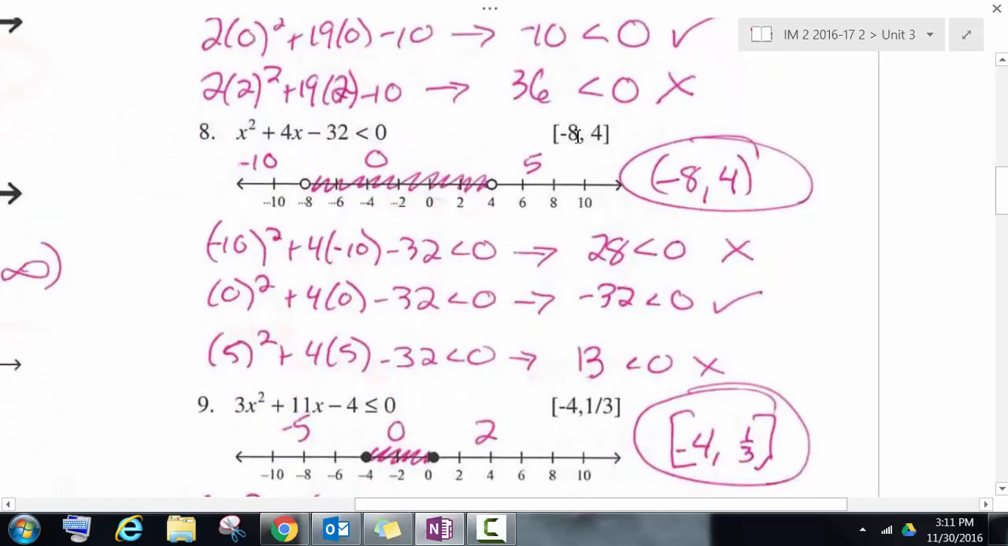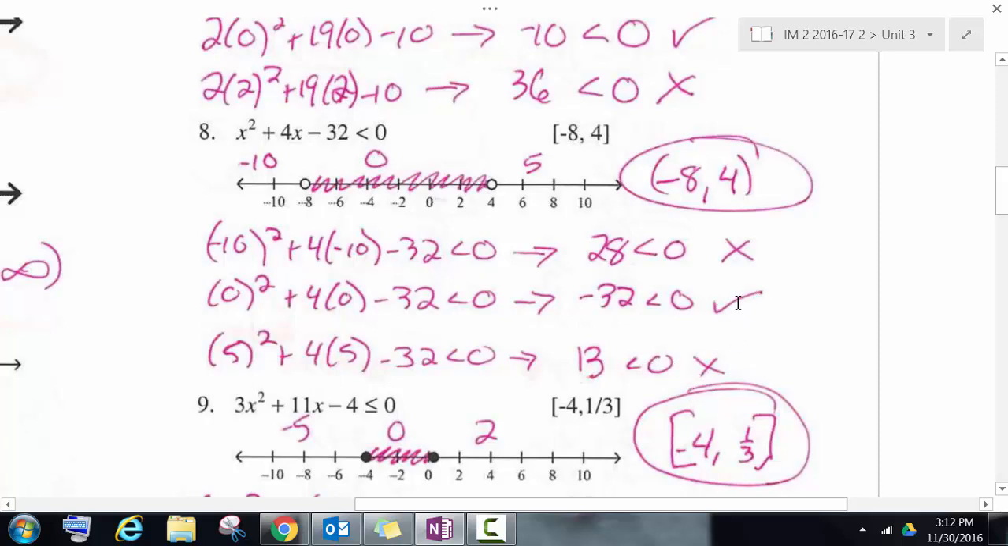Number 8, our zeros are at negative 8 and 4. Again, we could have factored, we could have used the quadratic formula, we could have completed the square, but I gave us the solutions. And that splits it up into three sections. So I chose negative 10 to the left, I chose 0 in between, and I chose 5 on the right. Wherever you can, choose 0 because that's the easiest. So I plug in negative 10, I get 28, which is not less than 0, so that's an X. I plug in 0, I get negative 32. Negative 32 is less than 0, so I get a check mark. That works. I plug in 5, I get 13. 13 is not less than 0, so I get an X.